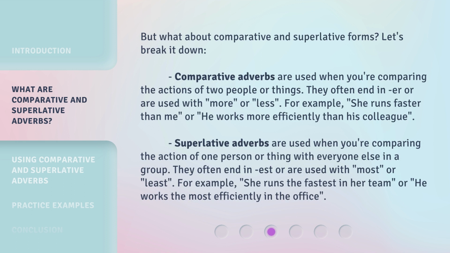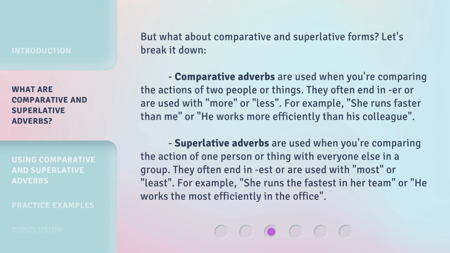But what about comparative and superlative forms? Let's break it down. Comparative adverbs are used when you're comparing the actions of two people or things. They often end in -er or are used with more or less. For example, she runs faster than me, or he works more efficiently than his colleague.